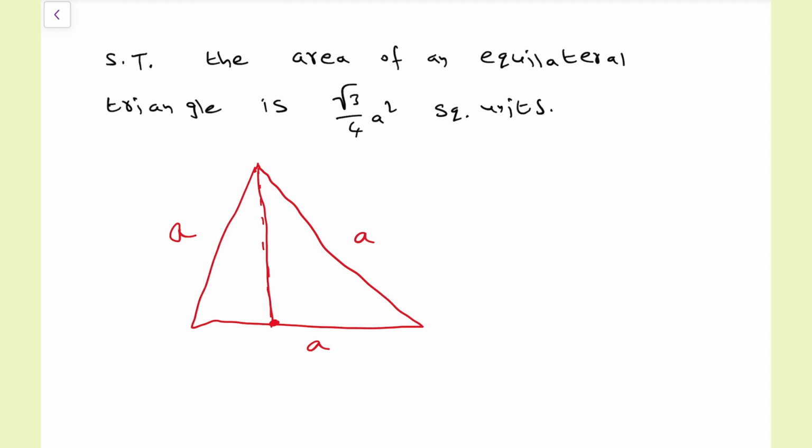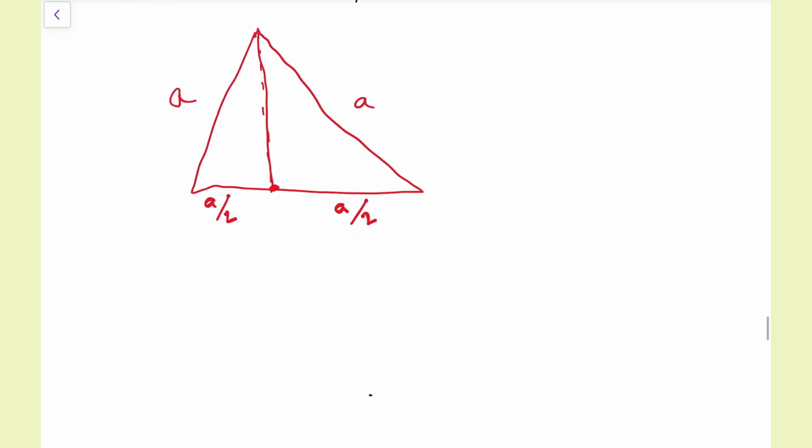Now this total is a, right? And I kept one point exactly in the middle. So this left side part will become a by 2 and this right side part will become a by 2. Correct? Now, let us take half of the triangle, that is the right side part. I will get one right angle triangle. This base is a by 2 and this is a. Now by using the Pythagoras theorem, we need to find the height of the figure.